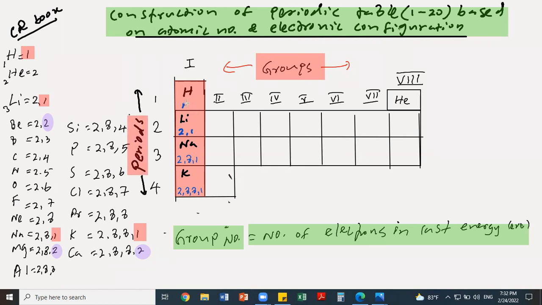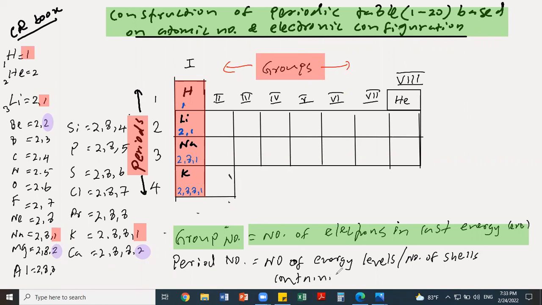First horizontal row, only 1 energy level. Second horizontal row, 2. Okay, this is the other one. Look at the screen, everyone. Horizontal rows are called periods. The period number is equal to what? The period to which they belong is equal to the number of energy levels, or in other words, the number of shells containing electrons.